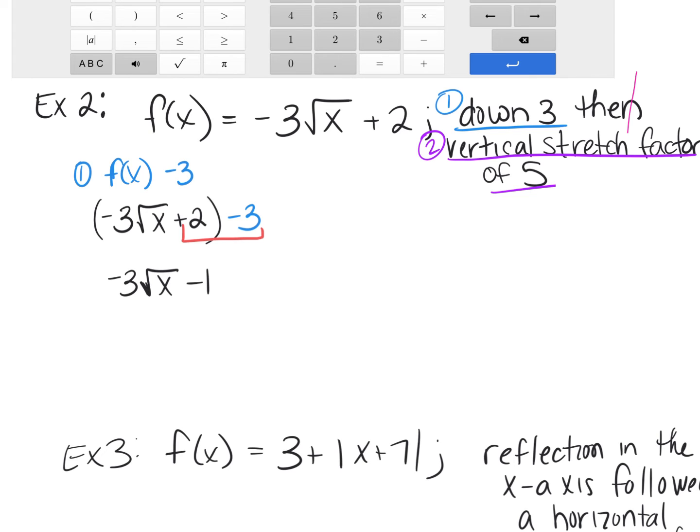Now we want to do step 2, which is a vertical stretch factor of 5. How do I write that in my function notation? Right, 5 times f of x. Shrinks and stretches are always multiplied. I'm either multiplying outside or inside. Vertical outside, horizontal inside. So that means I'm going to multiply the whole equation by 5.